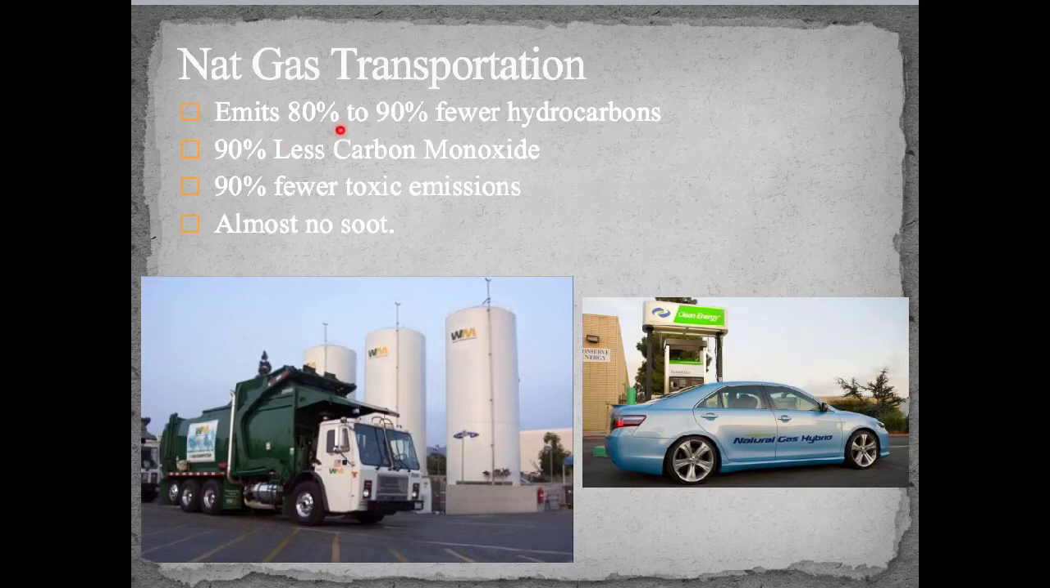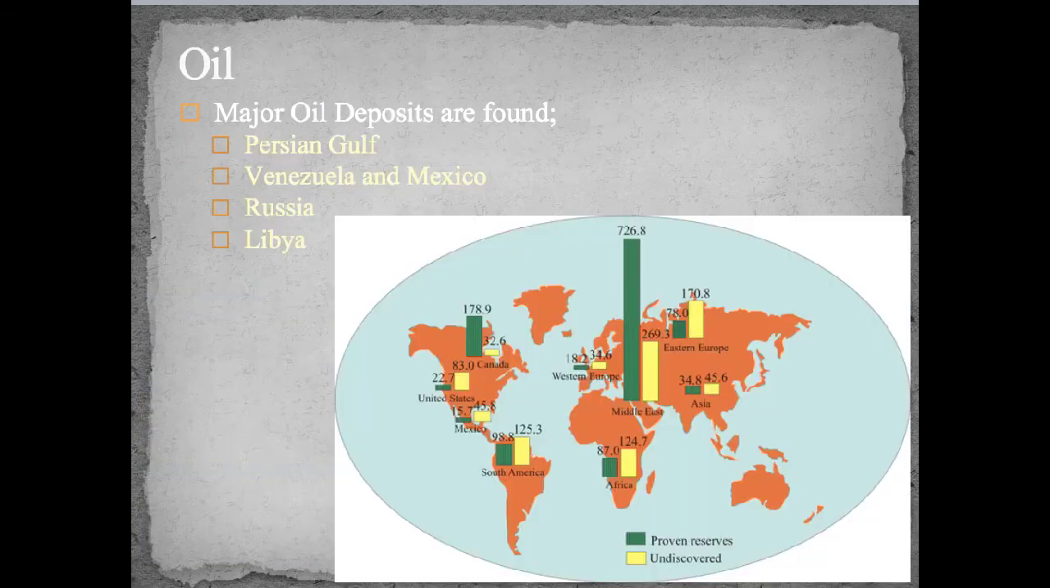In transportation with natural gas, it emits 80 to 90% fewer hydrocarbons and 90% less carbon monoxide, which is a product of incomplete combustion, which you might have heard to stay away from or can be dangerous if you have generators near your house, if you're generating electricity during a power outage. Also 90% fewer toxic emissions and almost no soot, which is particulate matter released from the combustion of fossil fuels. And that means natural gas burns very clean.